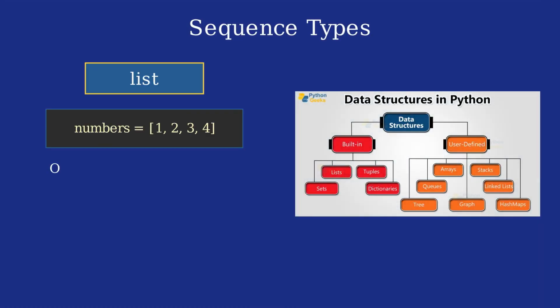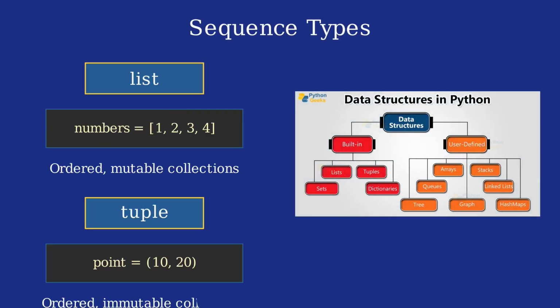Python has several sequence types. Let's examine lists, tuples, and ranges. Lists are ordered, mutable collections that can store items of different types. You can modify lists by adding, removing, or changing elements. Tuples are similar to lists, but they're immutable, meaning once created, you can't change their content. Ranges represent immutable sequences of numbers, commonly used in loops.